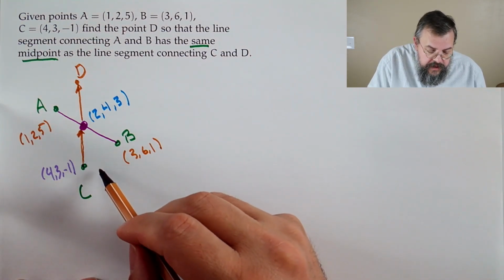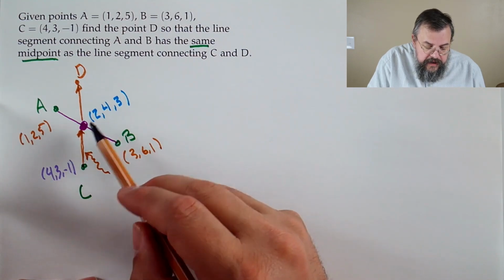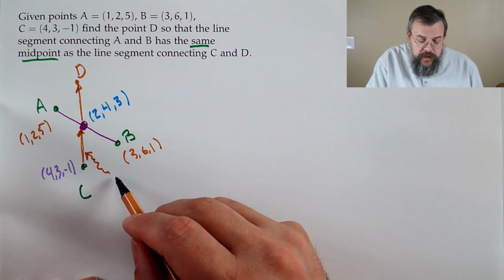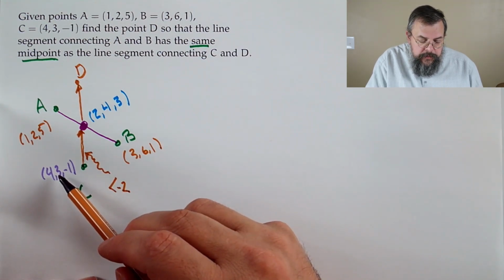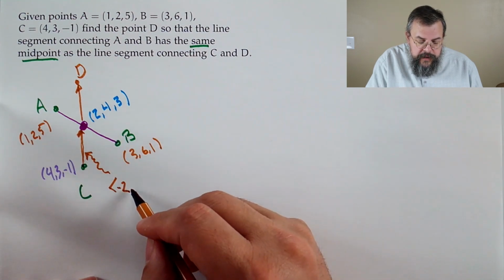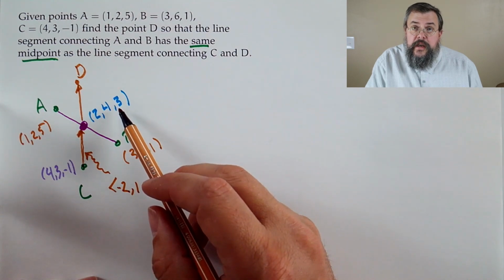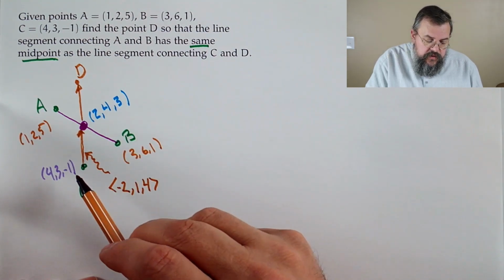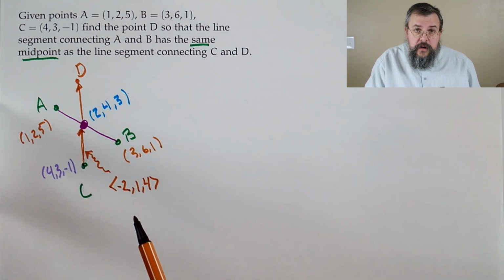So we look at it and say, okay, in the x coordinate, we went from 4 down to 2, which means we went down by 2. We went from 3 to 4, which means we went up by 1. We went from -1 to positive 3, which means we increased by 4. So to go from C to the midpoint, the vector that does that is (-2, 1, 4).